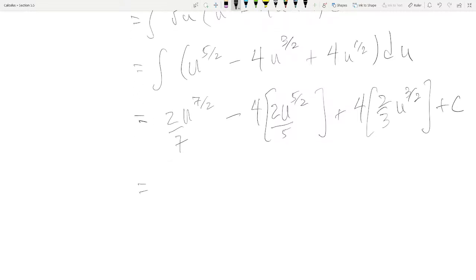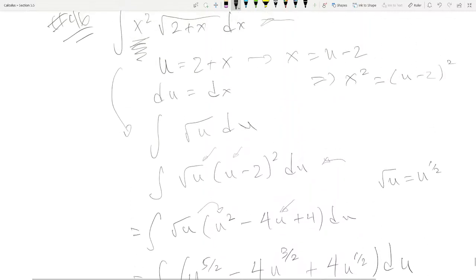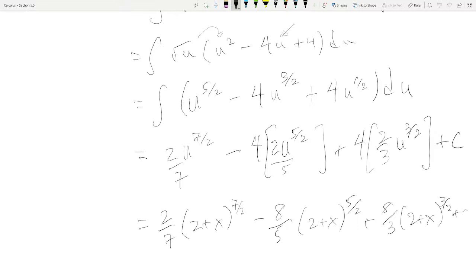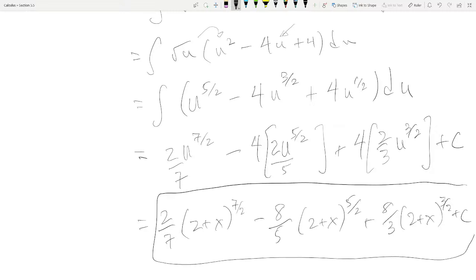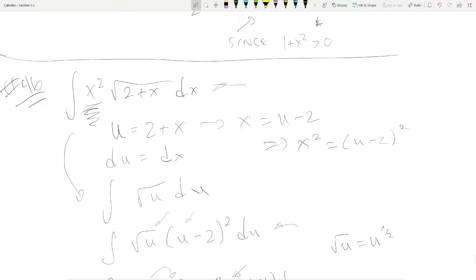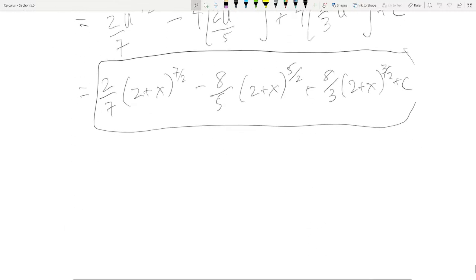Now we can do a little housekeeping, and remember that u is equal to 2 plus x. This becomes 2/7 times 2 plus x to the 7/2, minus 8 over 5, 2 plus x to the 5/2, plus 8 over 3, 2 plus x to the 3/2 plus a constant. And for those of you who like a little puzzle, a little challenge, take the derivative of that and see if you get back to this. You'll have to do a little algebra to do it because it's got to reduce a bunch. But it will be true.